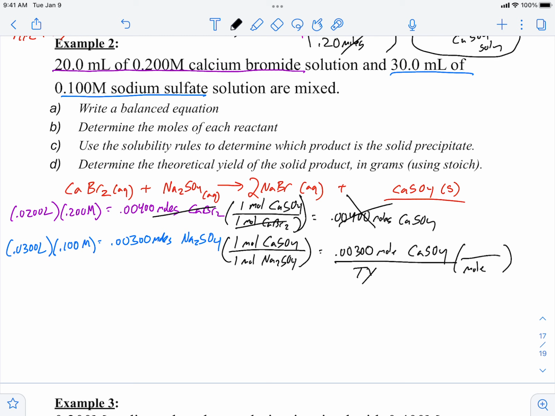A mole, let's see here, 40.08 plus 32.07 plus 64, so 136.11 grams per mole times 0.003. And that is our answer. A lot of times with these longer chemistry problems, the problem in and of itself is just a bunch of little problems slapped together. All right, this is all stuff you've done before.